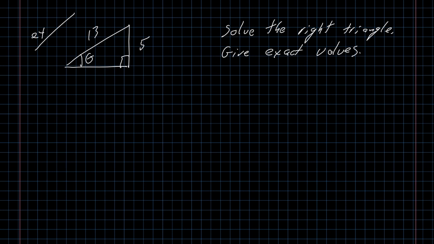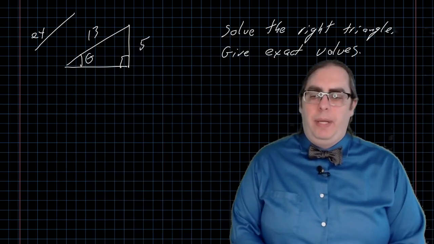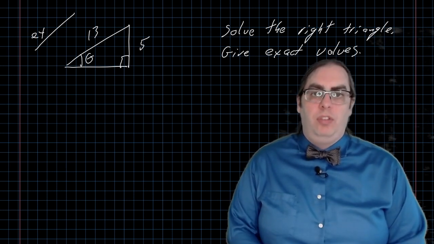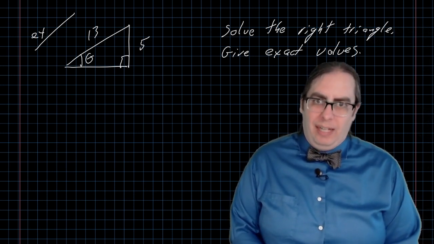All right, so your task is to solve this right triangle and to give everything in terms of exact values. Exact values can sometimes look very strange, but I think at this point you understand what we mean. So take a couple of minutes, see what you can do with that, and I'll see you in the next video.